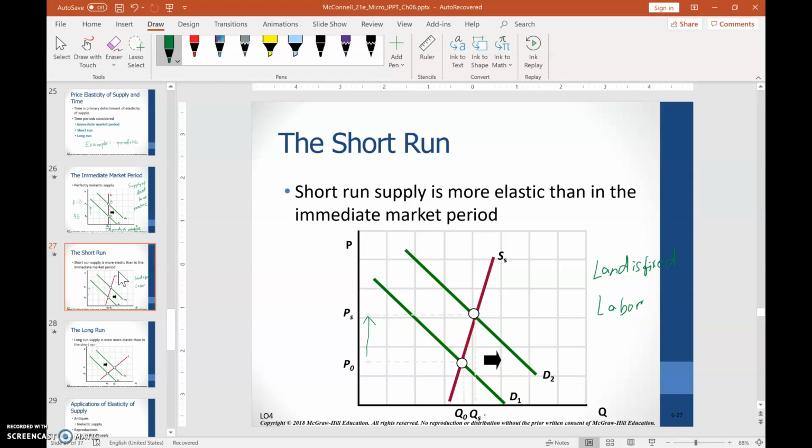However, you see the percentage change in quantity supplied is still less than the percentage change in price. More or less inelastic, but definitely more elastic than before.